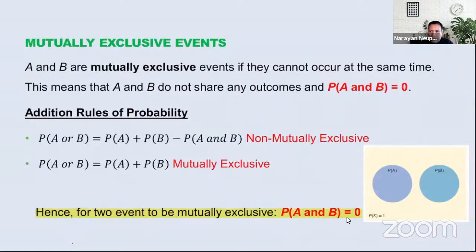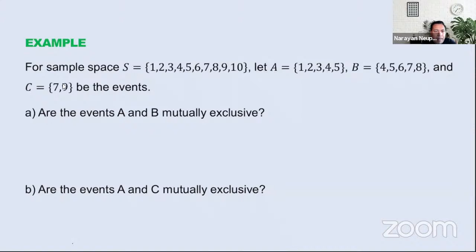Now let's try to look at three different events and check whether they are joint or disjoint, or mutually exclusive or not. Here is that example. They have given a sample space. Sample space is the set of all possible outcomes. They are 1, 2, 3, 4, 5, 6, 7, 8, 9, 10. Event A is 1, 2, 3, 4, 5. Event B is 4, 5, 6, 7, 8. So if we look at events A and B, you can see 4 and 5 are common.